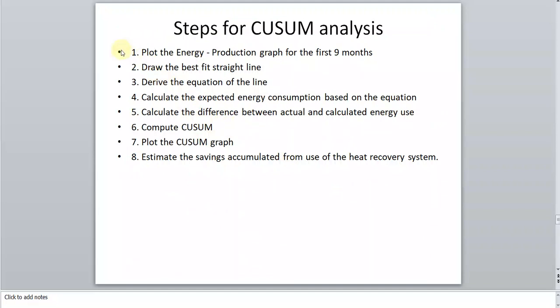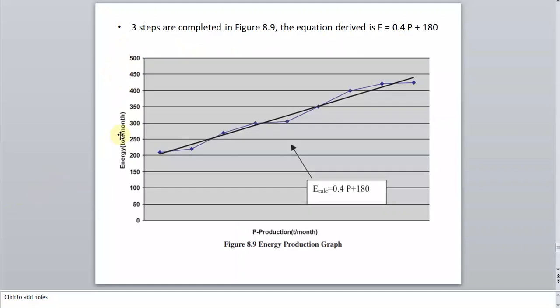So we have to plot the energy production graph, then we have to draw the best fit straight line by using regression techniques, and then we have to derive the equation of the line. As all of you know, in the maths subject, we are going to solve the equation of a line. We have to find out the equation of the line. So what is the equation of a line in a graph? What is the general formula for that?